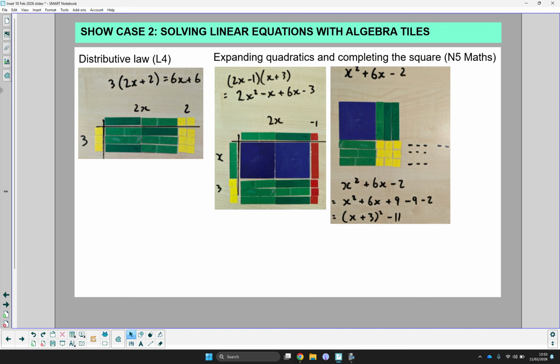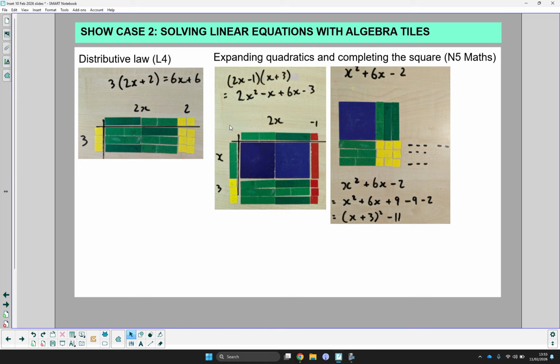Here we've got the distributive law at level 4 being demonstrated. Again, note the lack of negatives here. I might not necessarily work with negatives when I am using the physical. I would maybe leave that more for the pictorial approach. That's something that we'll see later in these slides.